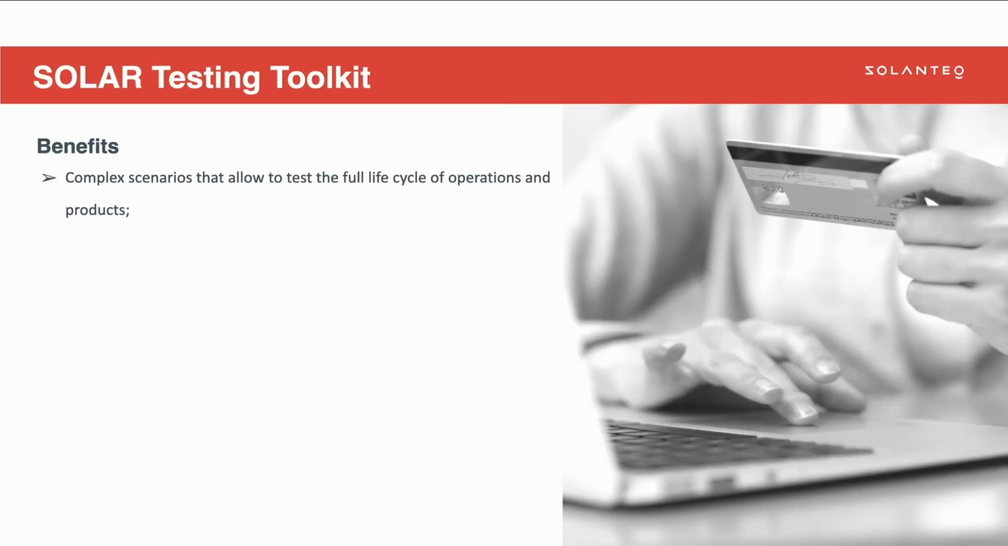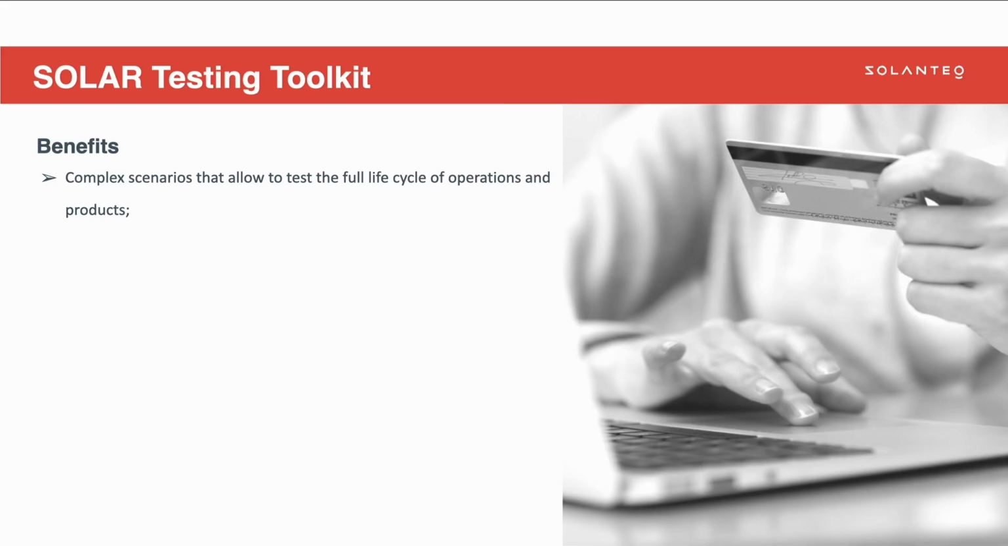The main value of Solar Testing Toolkit is the ability to build deep automated tests that reflect the full life cycle of operations and products. By combining several different channels for interaction with the system under test, you can, within a single test scenario, for example, issue a card, perform a transaction on it, generate a clearing file, and upload it to the processing solution with subsequent verification of the transaction's success. Thus, the solution allows testing not only individual operations but also end-to-end business processes.